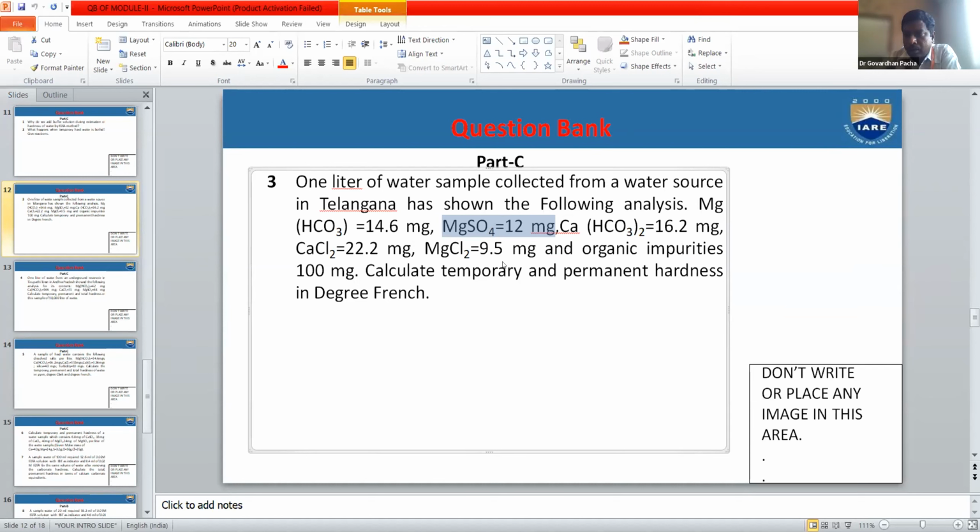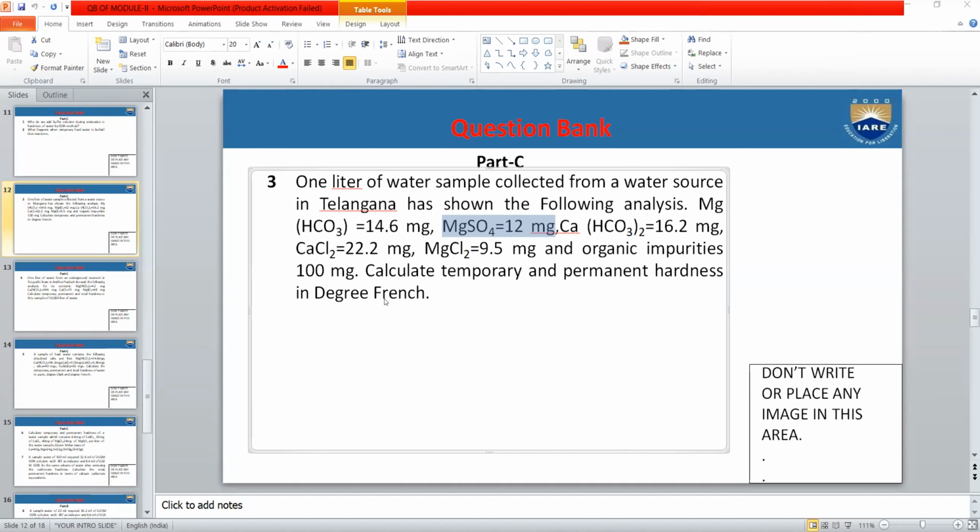After the conversion to parts per million, we add the ppm quantities of the temporary hardness causing salts. After that, we see the permanent hardness quantities in ppm. By combining the temporary hardness ppm quantities and permanent hardness ppm quantities, we get the total hardness. Now that is the hardness of the water in ppm. But in the problem, they ask about degree French. Now we know the interconversion of the units of hardness of water.